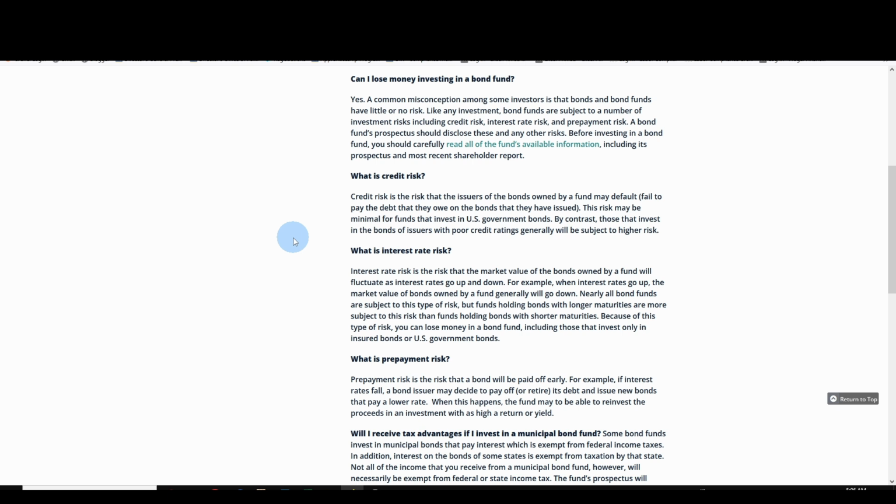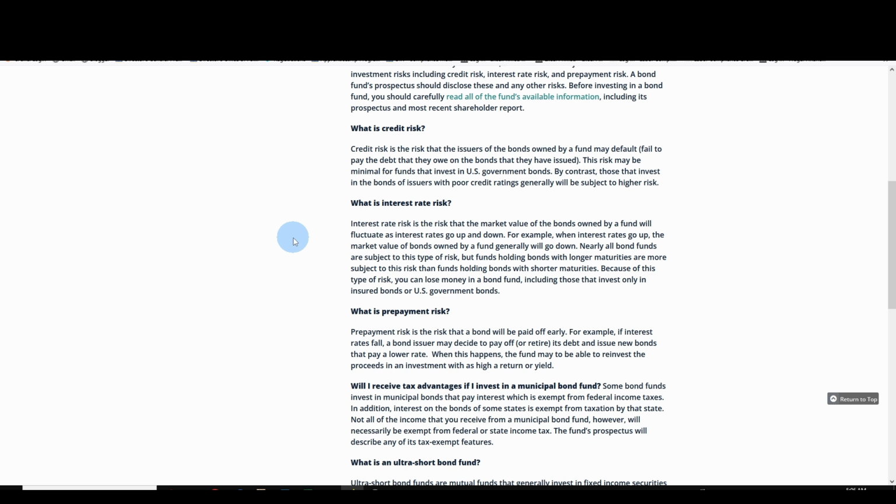What is interest rate risk? Interest rate risk is the risk that the market value of the bonds owned by a fund will fluctuate as interest rates go up and down. For example, when interest rates go up, the market value of a bond owned by a fund generally will go down. Nearly all bond funds are subject to this type of risk, but funds holding bonds with longer maturities are more subject to this risk than funds holding bonds with shorter maturities. Because of this type of risk, you can lose money in a bond fund, including those that invest only in insured bonds or U.S. government bonds.